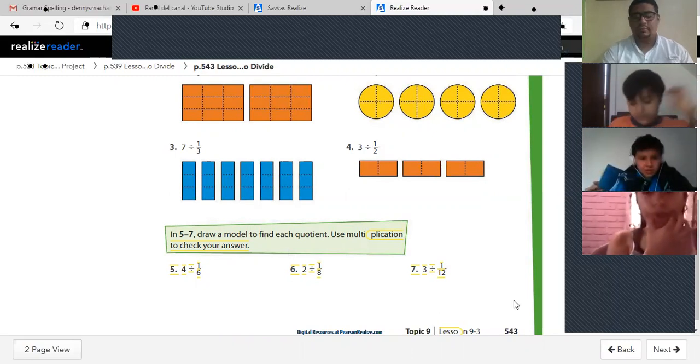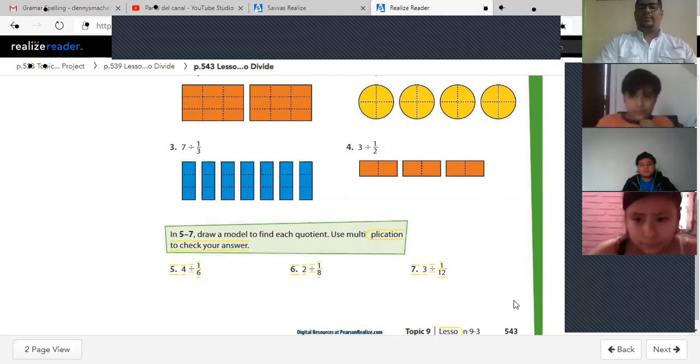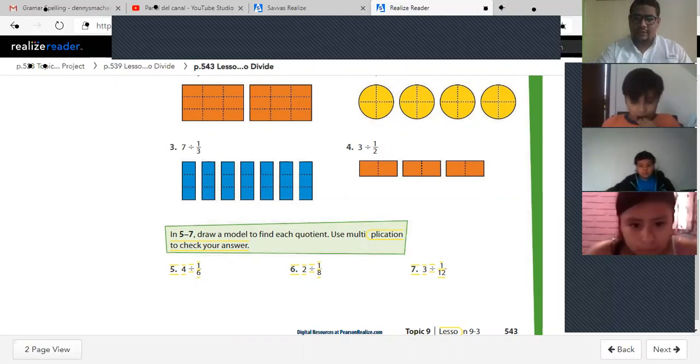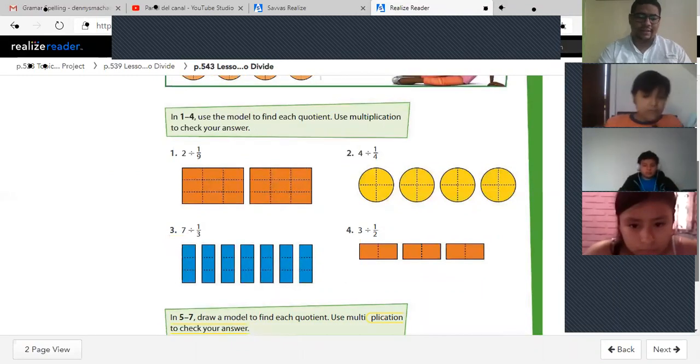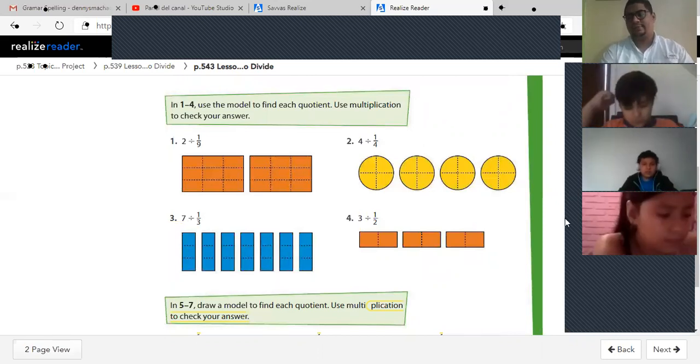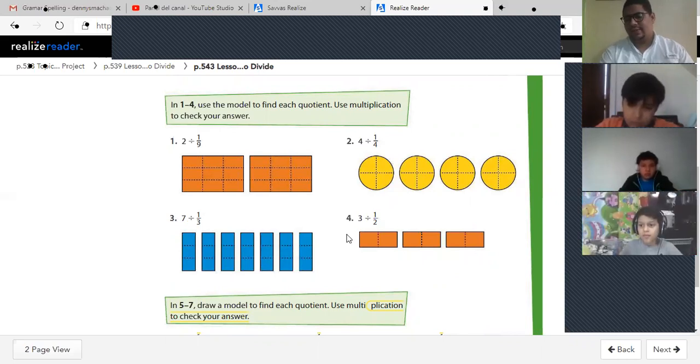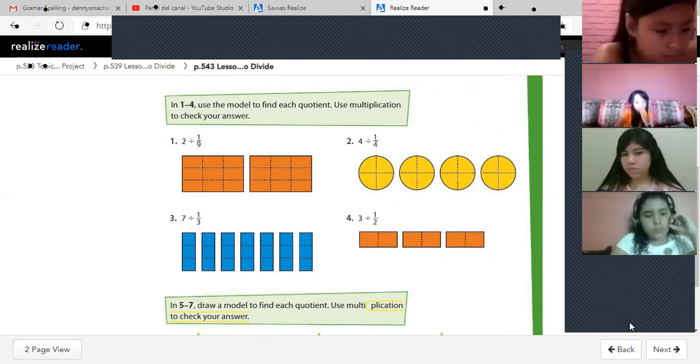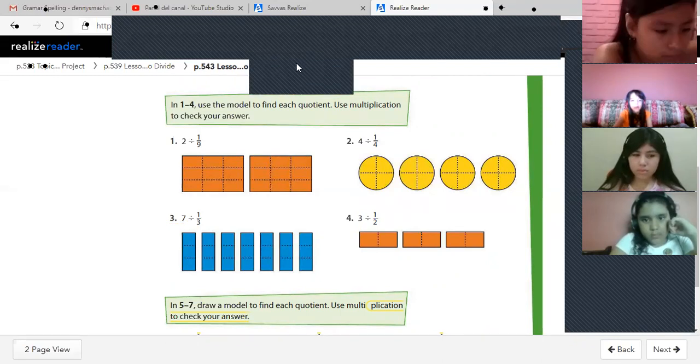I finished, Mister. Okay, let's start discussing this page first. So, Miguel Avila, number 1, which is the answer? 18. Yeah. Diego Samuel, number 2? 16. Yeah. Angela, number 3? 21. Yes.